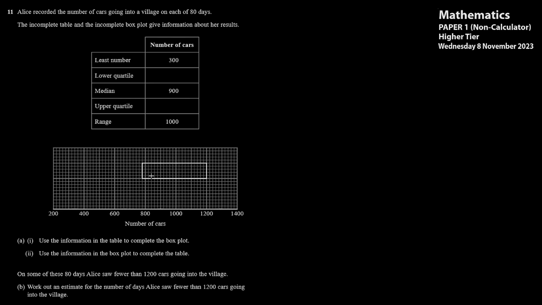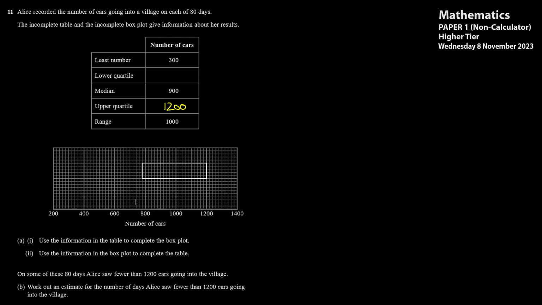Well, this is the box, and the upper limit of that box would represent the upper quartile. And the value of the number of cars at the top of that box, in other words, at that upper quartile mark, is 1,200. So I can put 1200 in our table straight away.